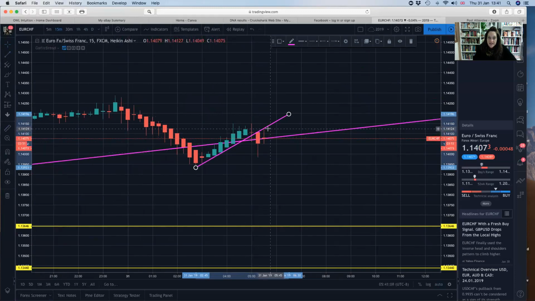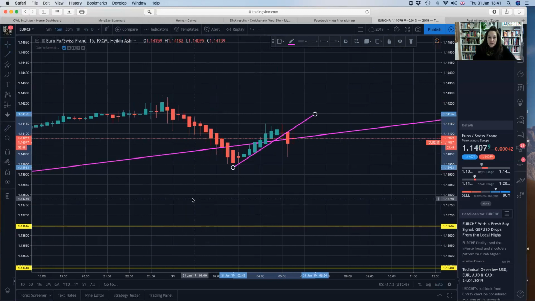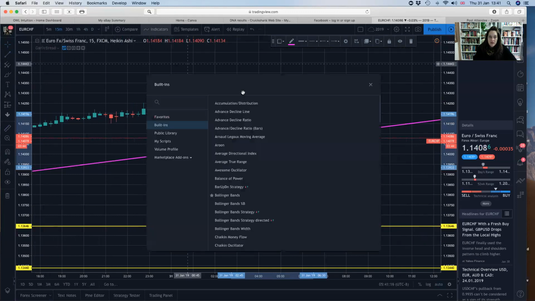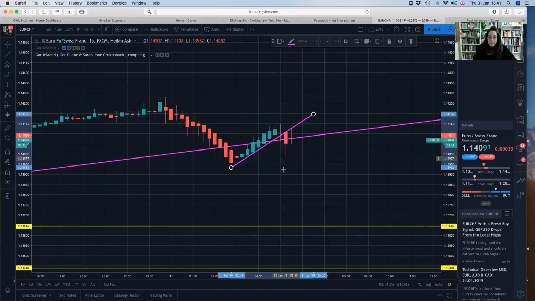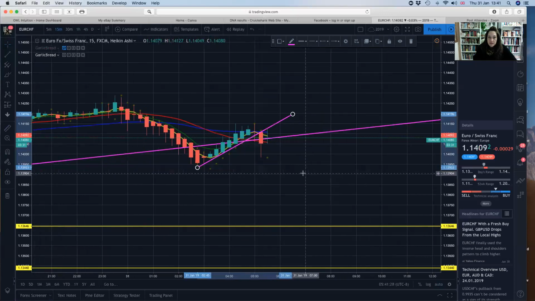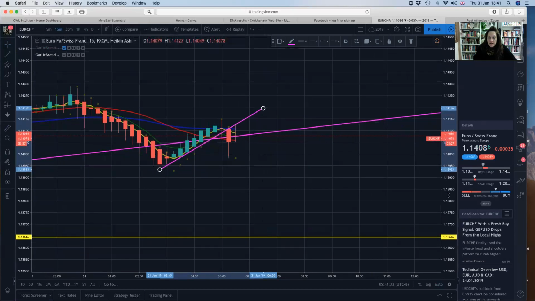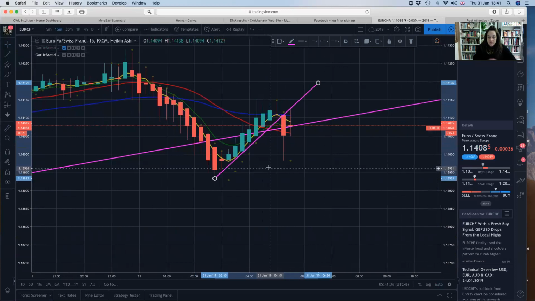See how that's come up and retouched that line? So this is a classic get in now for 10 pips situation, but just having trend lines on there and points of resistance is not quite enough for me. So I go to indicators and I'm going to put on my garlic bread. Right, okay. So garlic bread is we're looking for an MA, a moving average cross.